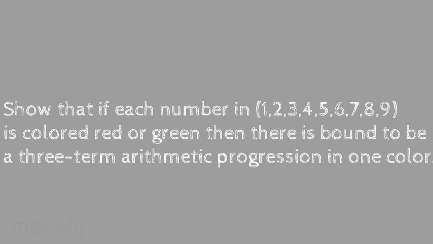Now, let's use this same basic principle to prove the following problem. Show that if each number in the set 1, 2, 3, 4, 5, 6, 7, 8, 9 is colored red or green, then there is bound to be a 3-term arithmetic progression in one color.